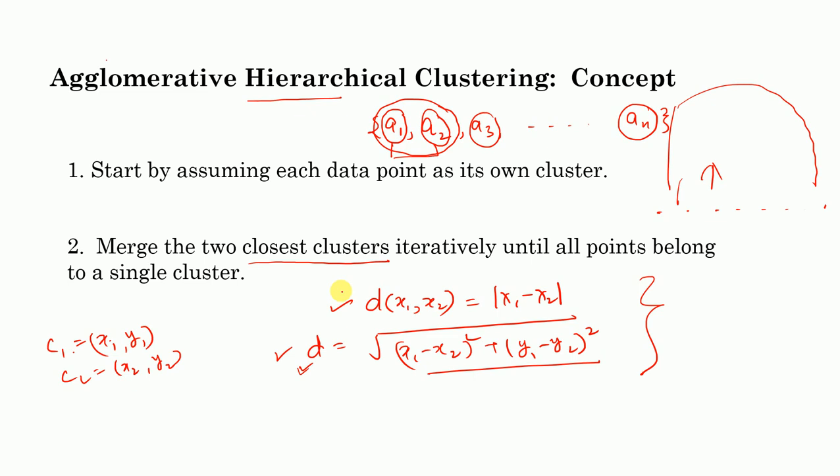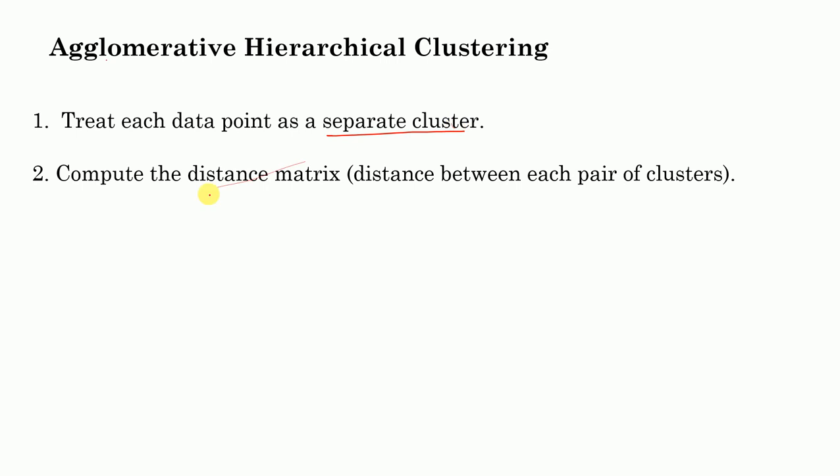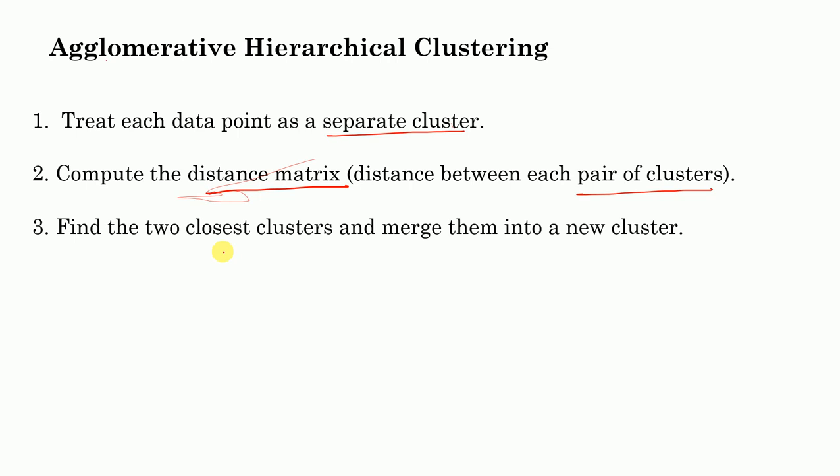Now how can we write its algorithm? What are the steps? Simple steps, as I told you: treat each data point as a separate cluster. So that is step number one. Then calculate the distance matrix. Here different methods are there. I will tell you the different methods which we can use for computing this distance matrix. So, the distance between each pair of clusters, then find the closest clusters and merge them into a new cluster. In this way we will have a set of new clusters.